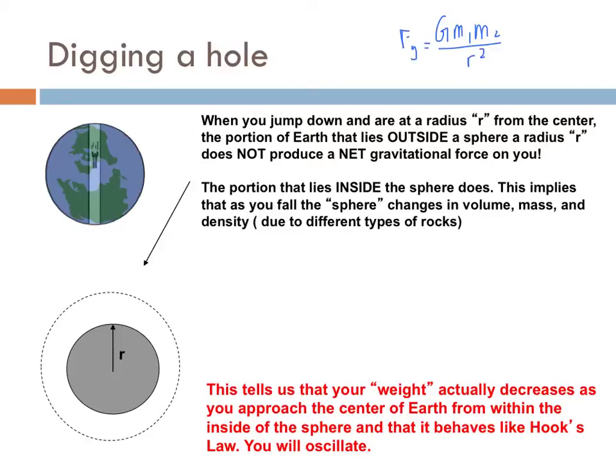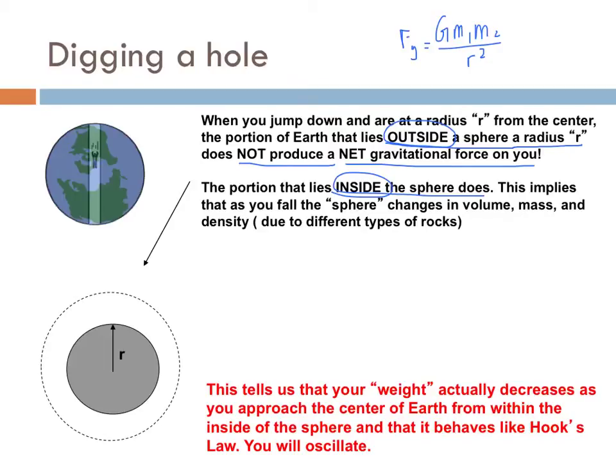But let's say that you dig a hole through the center of the Earth. Now, this is actually a very common AP problem. So when you jump down and are at a radius r from the center, the portion of the Earth that lies outside a sphere of radius r does not produce a net gravitational force on you. That means that the portion that lies inside of the sphere does.